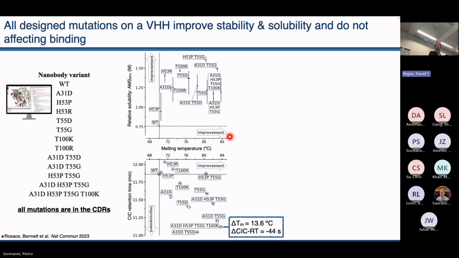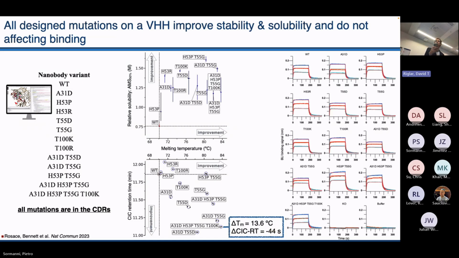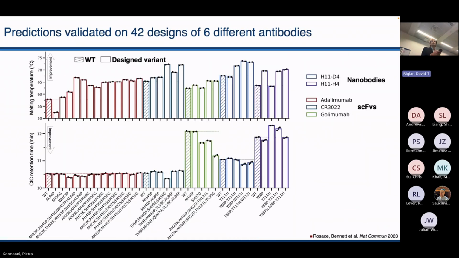And this improvement is really substantial. It's not a small improvement. This is 14 degrees in melting temperature for a nanobody. And 44 seconds in this assay in retention time is essentially the whole dynamic range. The whole dynamic range is probably under 1 minute. And they all retain binding, except, of course, the negative control that is KO here.